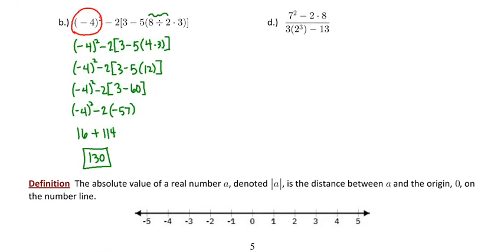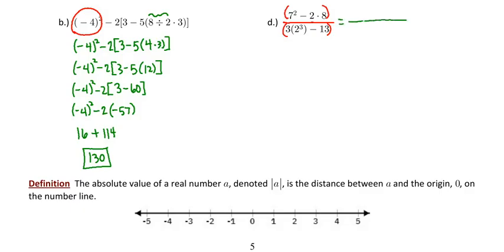Last example here, we have a fraction. Now, I did mention it earlier, but the fraction bar can also function as a grouping symbol. What I mean by that is before we execute the division that fraction bar represents, we have to execute everything in the numerator and everything in the denominator as if there's a set of parentheses around it. So let's work on that numerator.